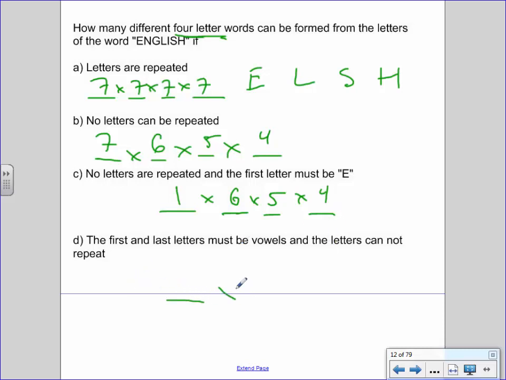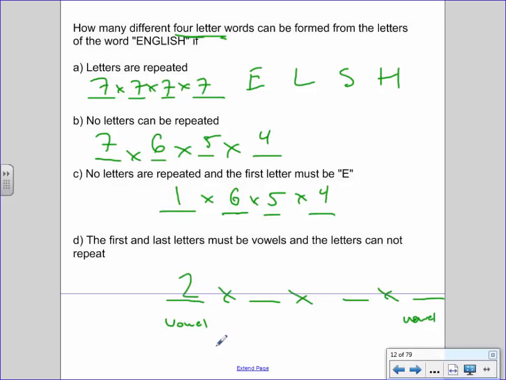First and last letters have to be a vowel, and you still can't repeat a letter. So this letter here has to be a vowel. This letter has to be a vowel. These ones right here can be anything. So let's walk through when you make the word here. How many vowels do we have in the letters? We have 2. Okay. So let's say you start with this one right up here. You have 2 choices of vowels, right?